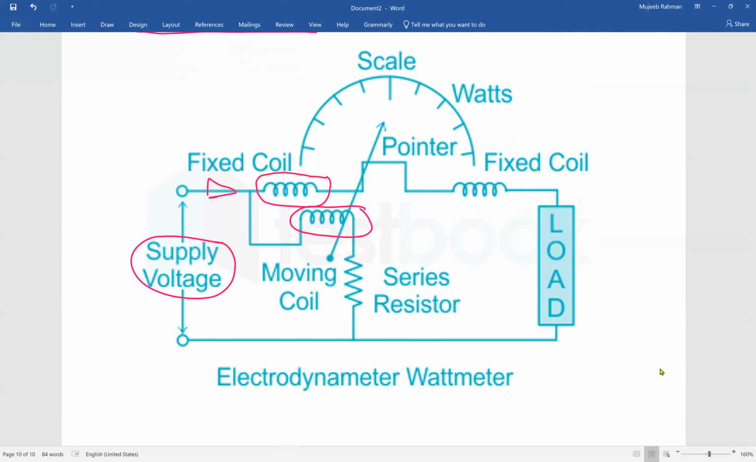In this particular mechanism, you can see that the fixed coil is divided into two halves. The first half is here and the second half is here, and the pressure coil is connected in parallel with some series resistances to control the resistance, and the load is connected like this. So we can say that the moving coil accepts the voltage and the fixed coil accepts the current, and this way we can find out the power consumption.